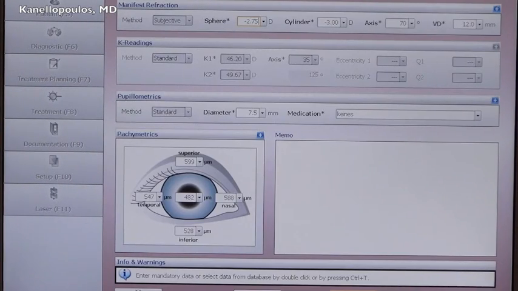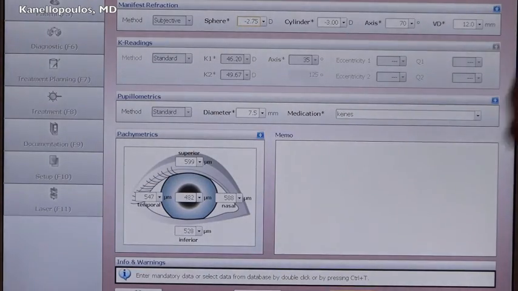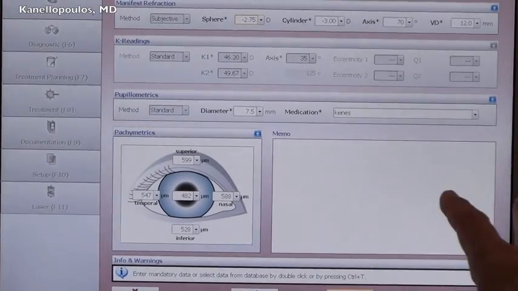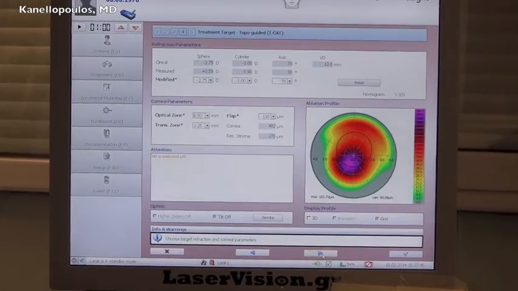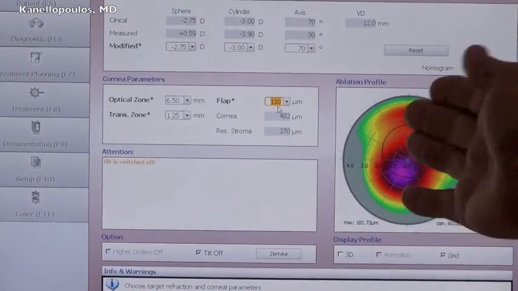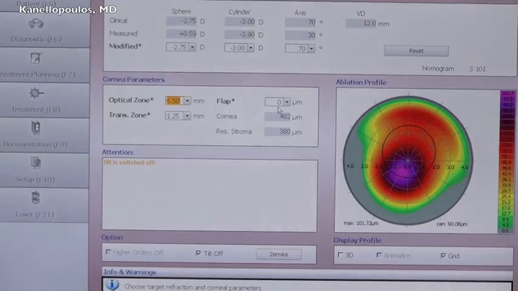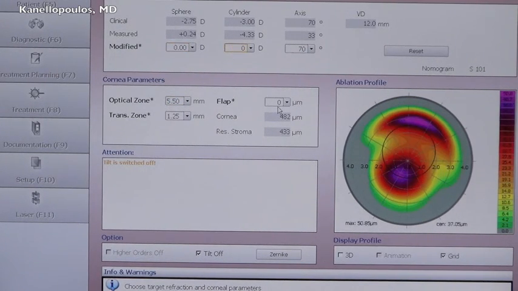Everything else here is the same. The pachymetry measurements come in from the pentacam measurements, so the device has the ability to use them. Although we're not using pentacam topography maps here, we have the refraction ready from the previous design, and we'll again put flap at 0 because this is a PRK case. We'll put the optical zone to 5.5. We learned that tissue-wise in the previous case. And we're going to start zeroing the refraction.